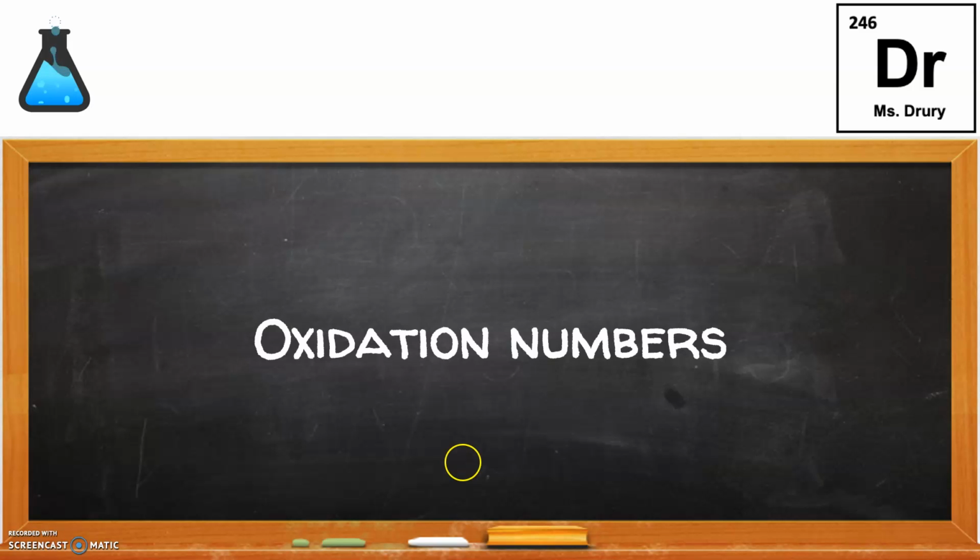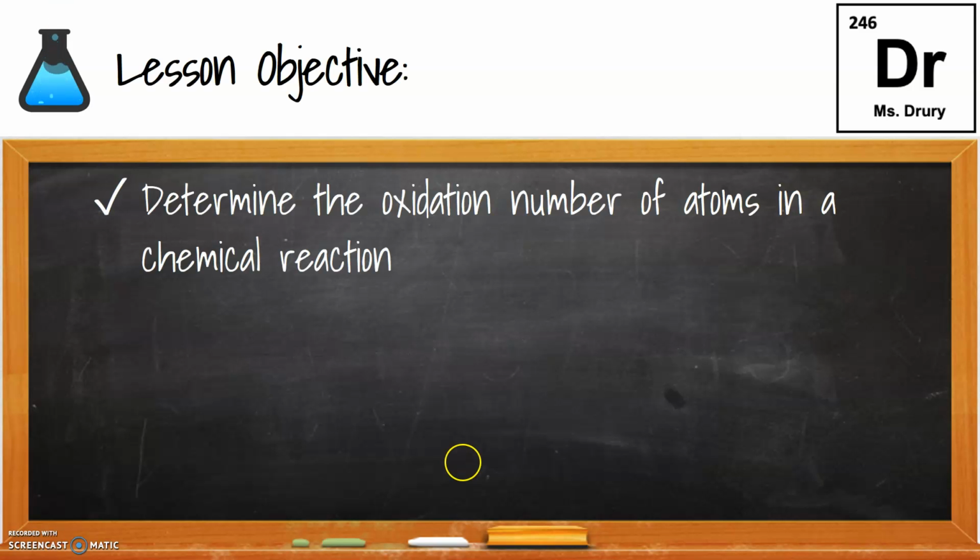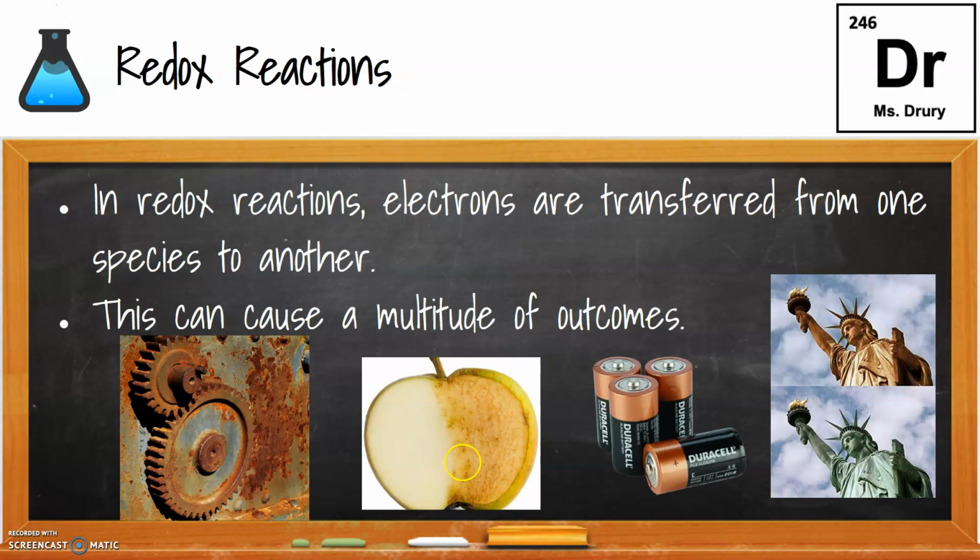In this video, we're going to go into more detail about oxidation numbers for practice. So by the end of the video, you should be able to determine oxidation numbers of an atom in a chemical reaction. In redox reactions, electrons are transferred from one species to another, and it can cause a multitude of outcomes.